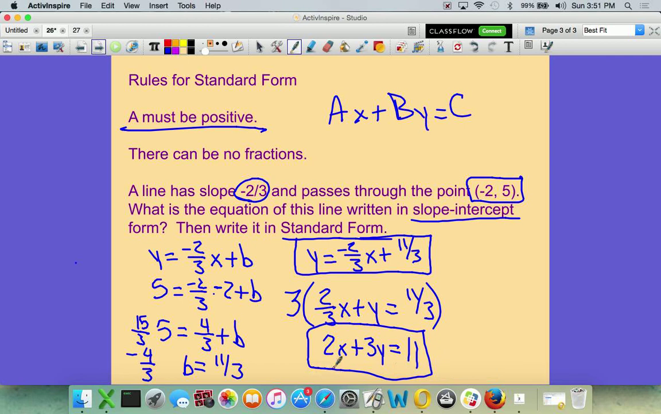Once again, a is positive, and we don't have any fractions, and x and y are on the same side, just like standard form is. So that is our answer for this one.